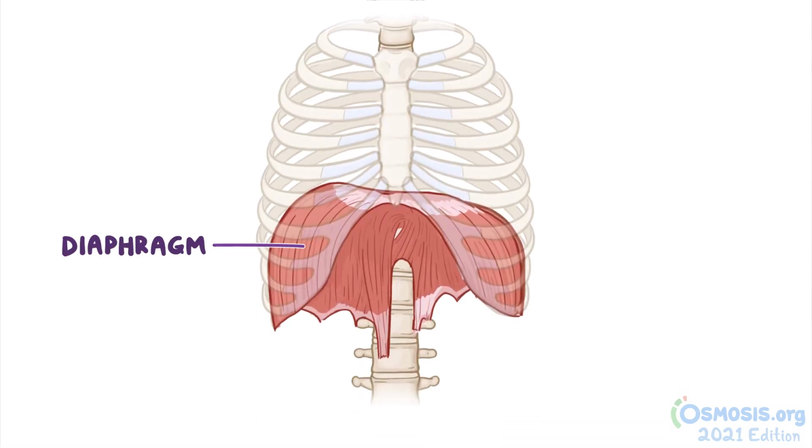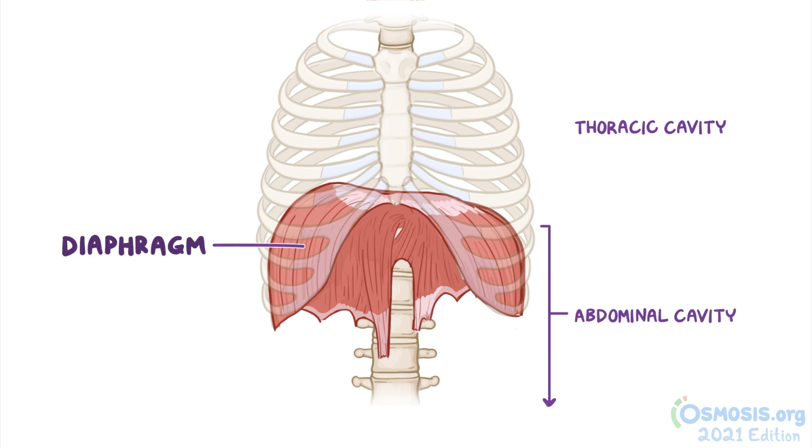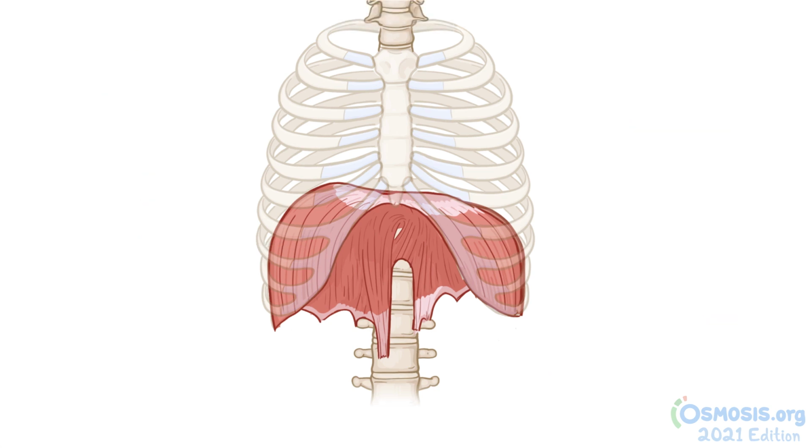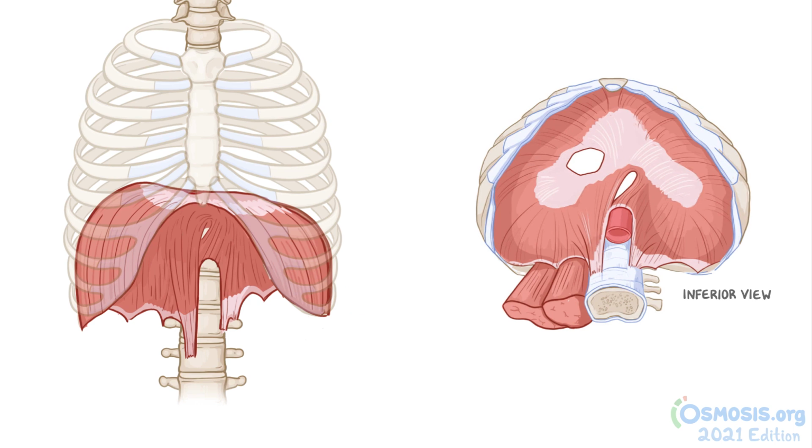The diaphragm is a dome-shaped sheet of skeletal muscle that divides the thoracic cavity from the abdominal cavity. That may sound simple, but in fact, the diaphragm is so much more than just a sheet of muscle. In fact, every breath you take is thanks to your diaphragm. Okay, so let's begin by looking at the general structure of the diaphragm.